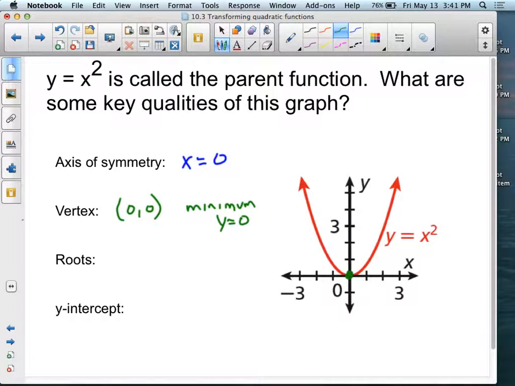The roots are where the graph crosses the x-axis. The root of this graph is at x equals 0. The graph only touches at 0. And likewise, its y-intercept is also at 0. We might have other y-intercepts later on, but for right now, this one is at 0.